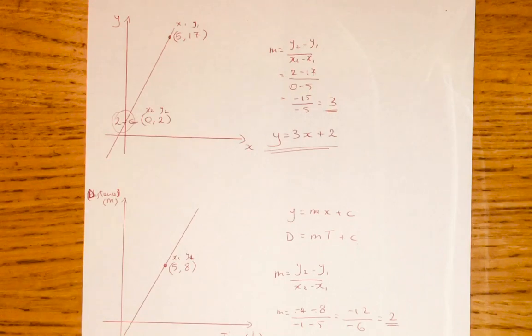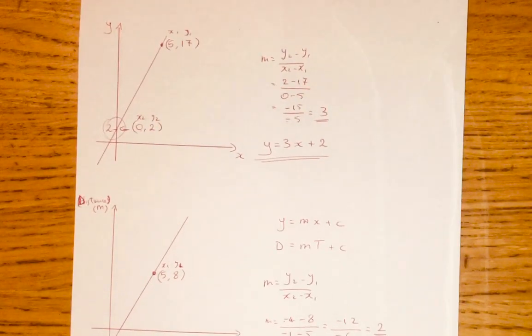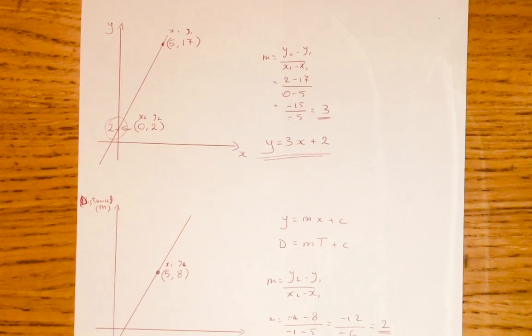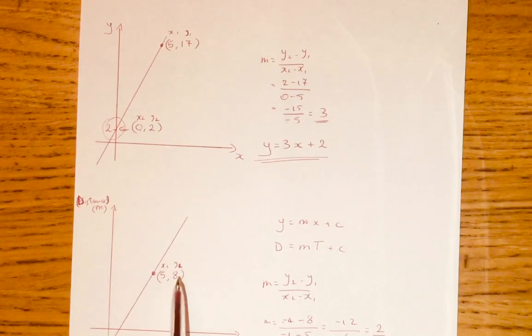So a is the x coordinate of the point, and b is the y coordinate of the point. Okay, so y minus the y coordinate there, which is 8, is equal to m, which is 2, times x minus 5, the x coordinate of the point.